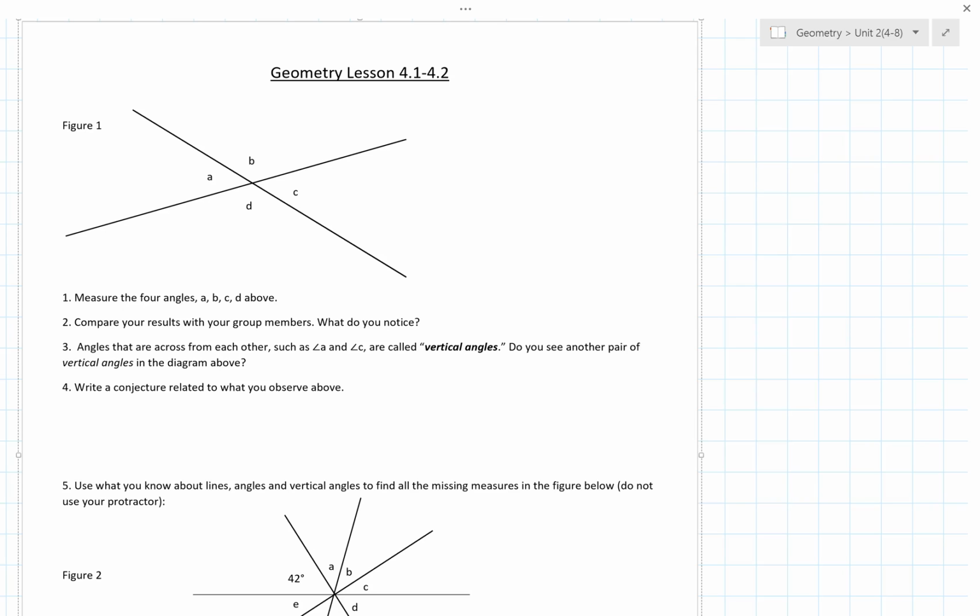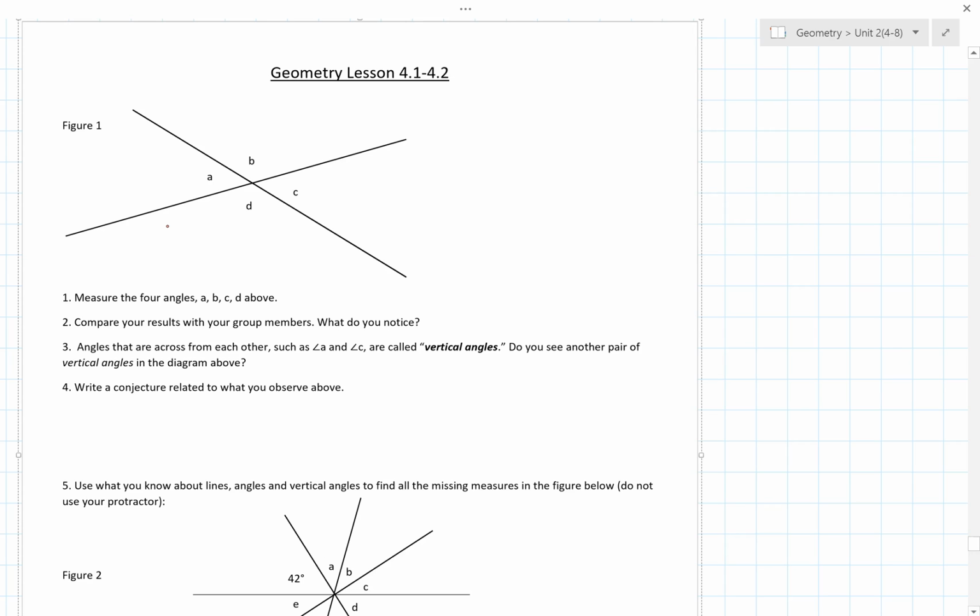Good morning, everybody. We're going to go ahead and get started with this lesson, which is going to include lesson 4.1 and 4.2 from your books. You should all have this worksheet in front of you right now, and we'll go ahead and get started. In addition to this worksheet, you're going to need a protractor and a pencil.